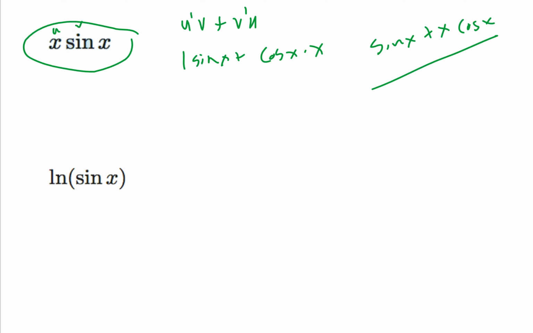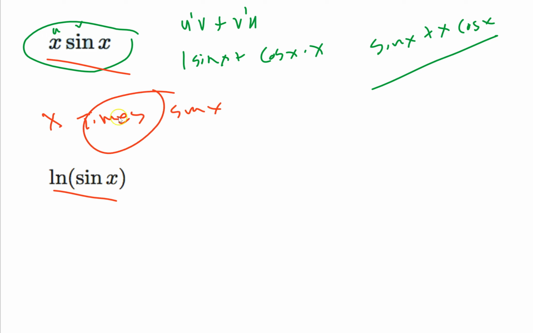Now let's look at this one. I want to point this one out because these two are different. Yeah, those straight lines. So this is x times sine x, right? X times sine x. Product rule. Look at this one. This is not natural log times sine x. This is natural log of sine x, right? Not a product rule. I know of means times sometimes, but not a product rule.